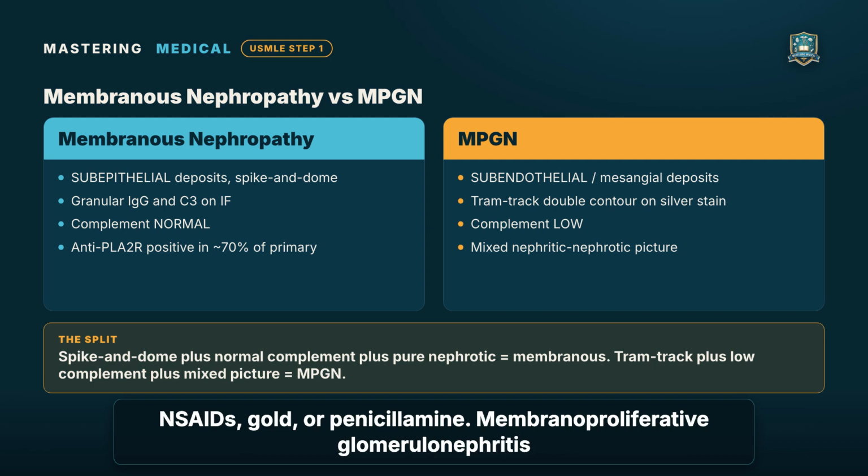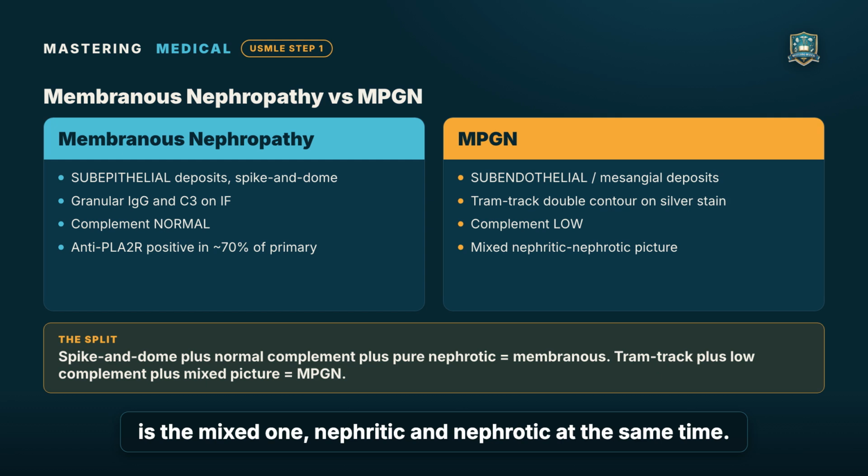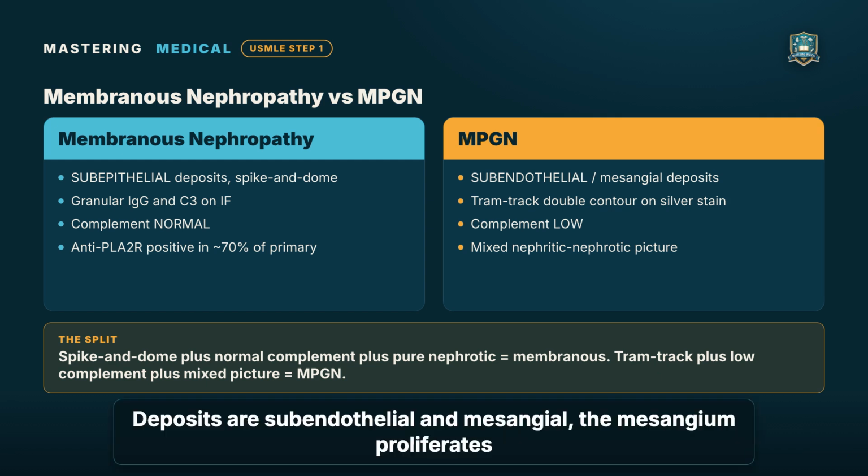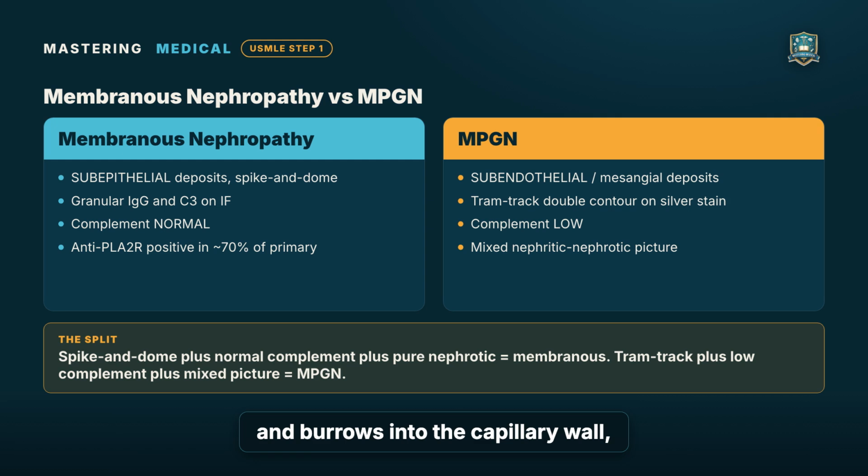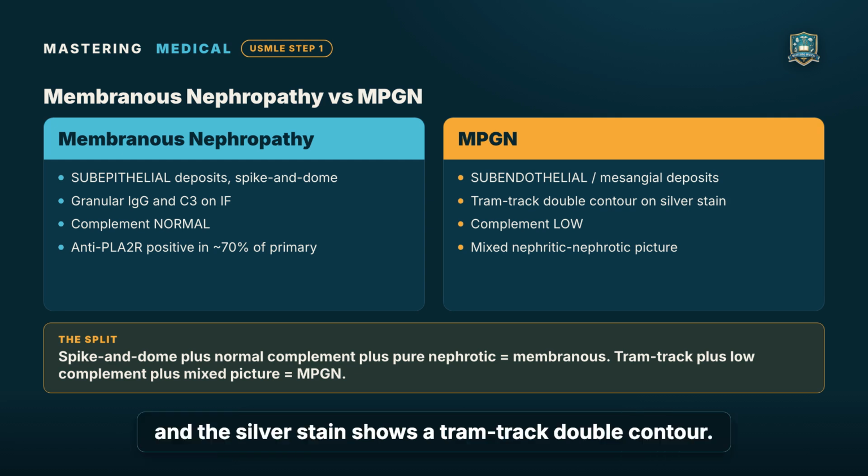Membranoproliferative glomerulonephritis is the mixed one, nephritic and nephrotic at the same time. Deposits are subendothelial and mesangial. The mesangium proliferates and burrows into the capillary wall, and the silver stain shows a tram-track double contour. Complement is low, and that is the fastest discriminator.